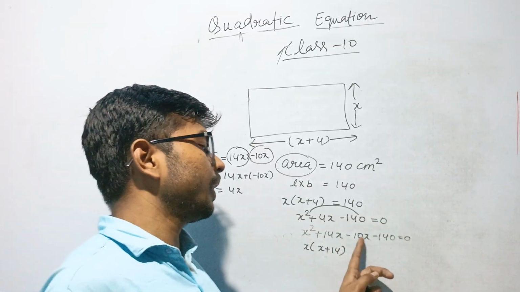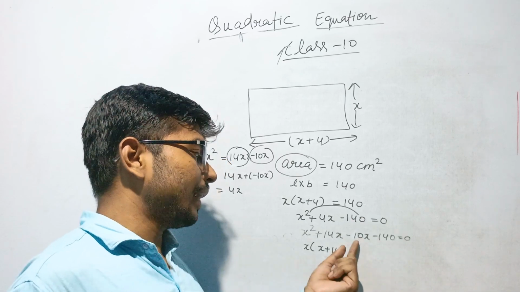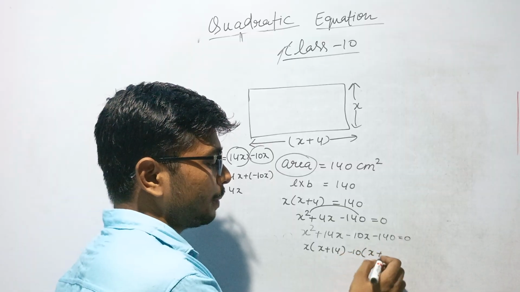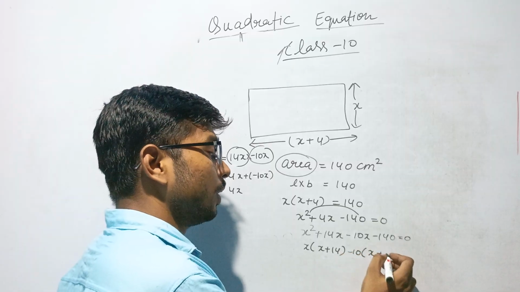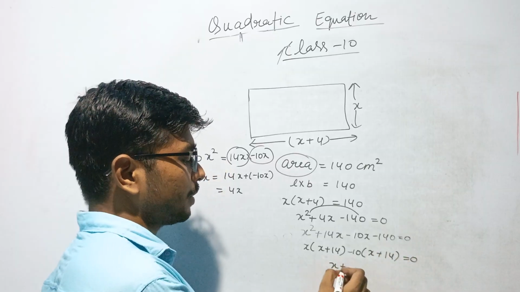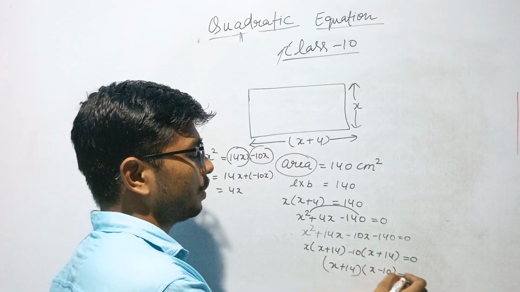From here what we can take common? Minus is common from both terms, right? And 10 is also common. So if you take minus 10 common inside the bracket, x plus 14, 10 times 14 is 140. Okay, so x plus 14, and in the second bracket x minus 10 is equal to 0.